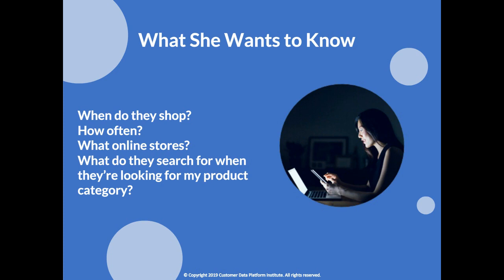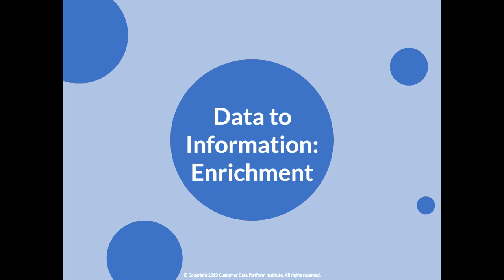Because she doesn't know exactly how to reach online customers, she needs to start to scope this out a little bit more. She needs to start to understand when they shop, how often they shop, what online stores they are in, and then most importantly, when they're there, what do they actually search for? How do they find products like this new product in this new category? So Molly's going to have to dig in and probably get a few more data points to answer these questions.